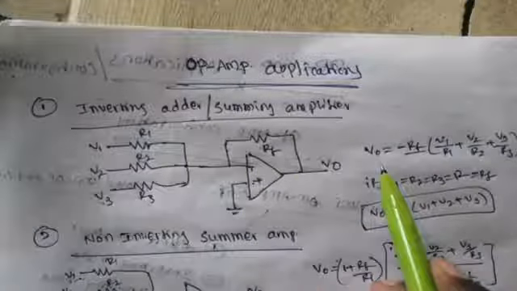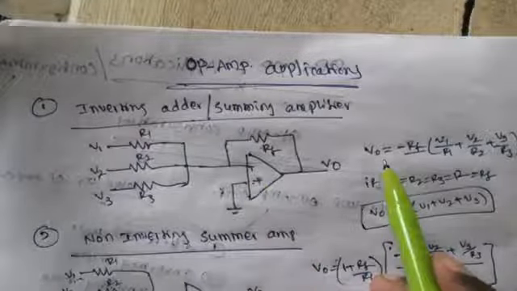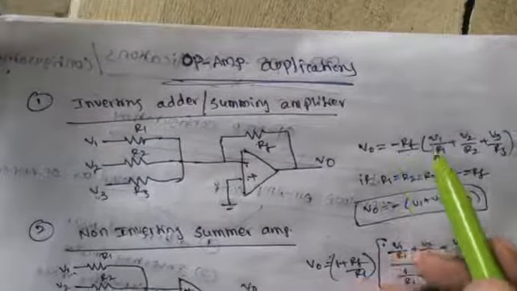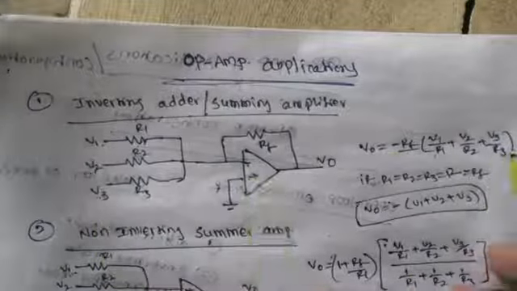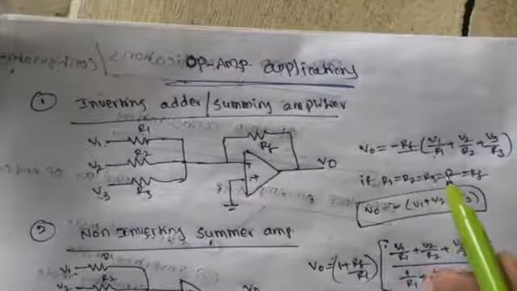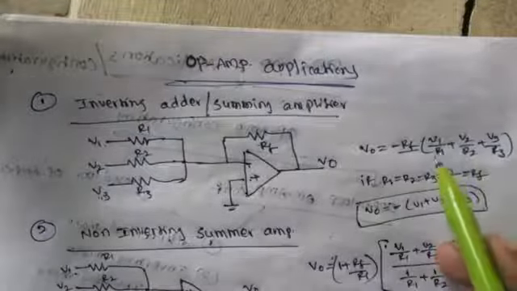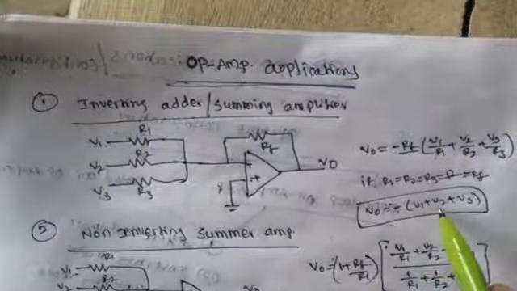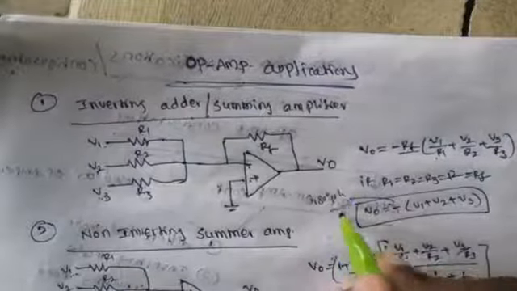So the output voltage, as we already know for the inverting mode operational amplifier, is minus RF by R1. But here R1, R2, R3 are there. So minus RF times V1 by R1 plus V2 by R2 plus V3 by R3. Here if you consider R1 equal to R2 equal to R3 equal to R, which is equal to RF, then the denominator R and numerator RF cancel, giving minus V1 plus V2 plus V3. This minus indicates a 180 degrees phase shift.